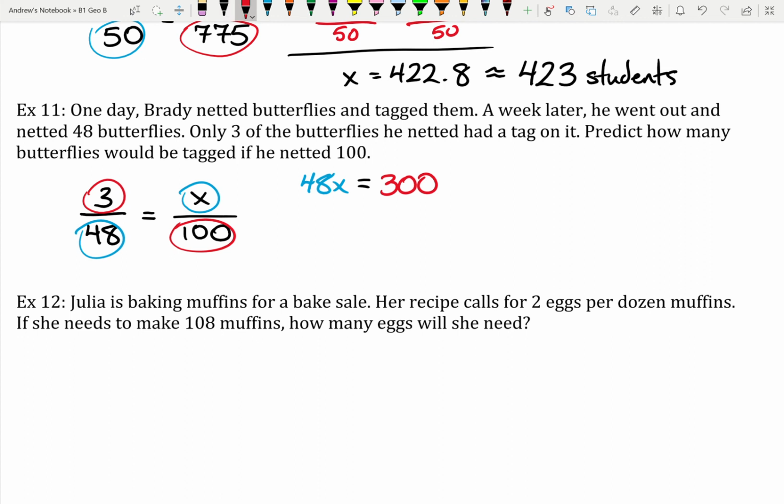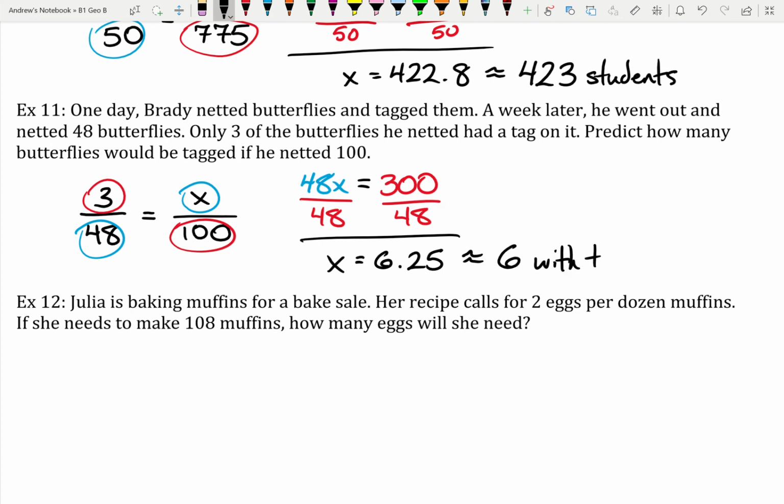So next, all I got to do is just divide by 48. 300 divided by 48 is not only going to be gross, it's also going to be 6.25. On this one, we're trying to figure out how many butterflies would be tagged if he netted 100 of them. You can't really have 0.25 of a butterfly, at least not in any sort of nice way that we want to talk about butterflies. So instead of calling it 6.25, let's just call it 6 that will have tags. That's what we're expecting he would catch if he caught 100.